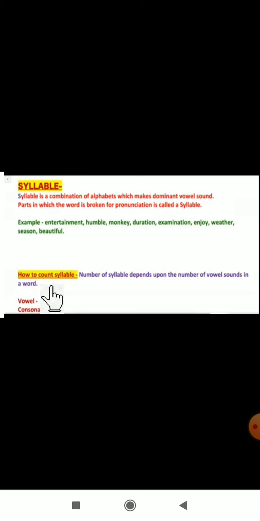See here, when we are going to learn how to count syllables, the number of syllables depends upon the number of vowel sounds in a word. They are depending on the total number of vowels in the word. So we are counting that. Dear students, as you know, how many letters are there in the English alphabet? Yes, 26 letters. Let's see here. I will show you something.